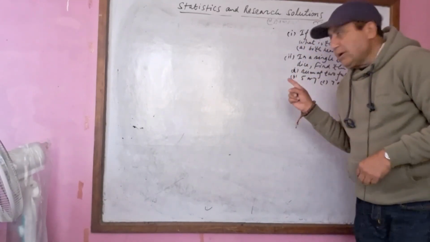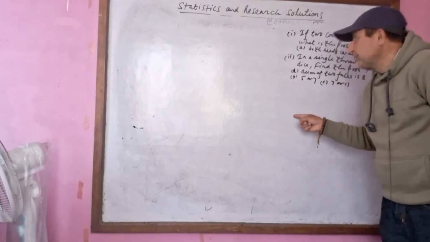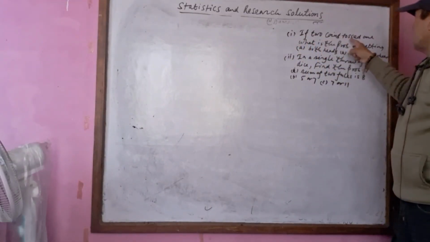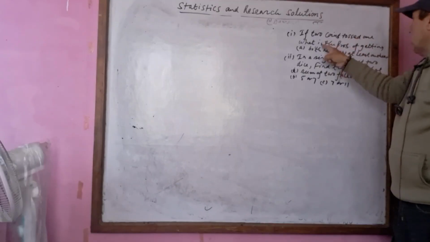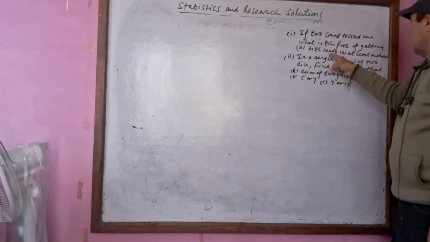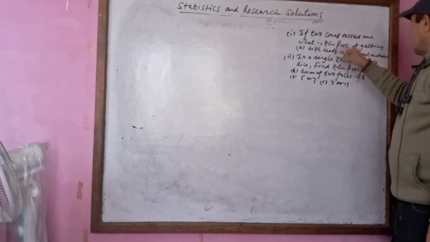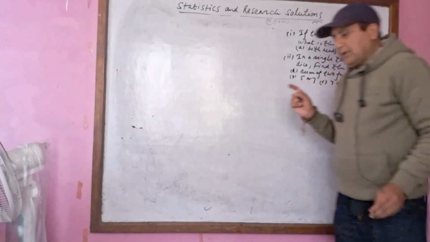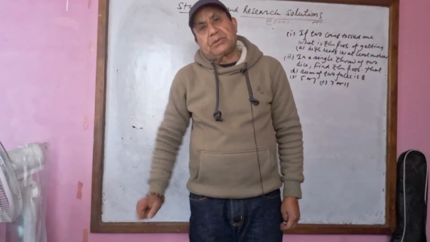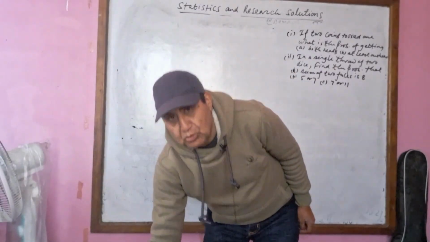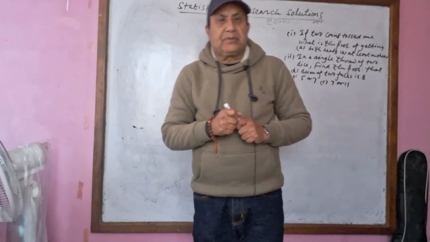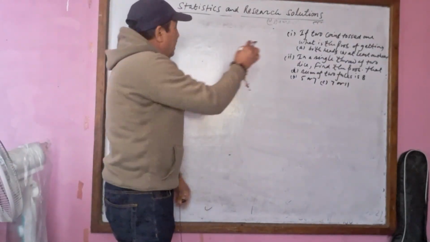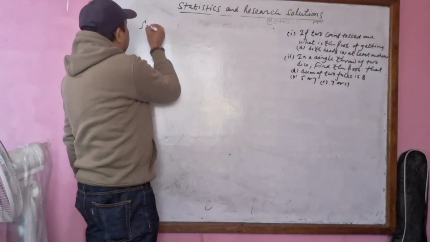I have already written two problems here. One problem is, if two coins are tossed once, what is the probability of getting both heads? And the second question, at least one head. At first we try to solve this problem. If two coins are tossed together, then what is the sample space? Question number one, solution.